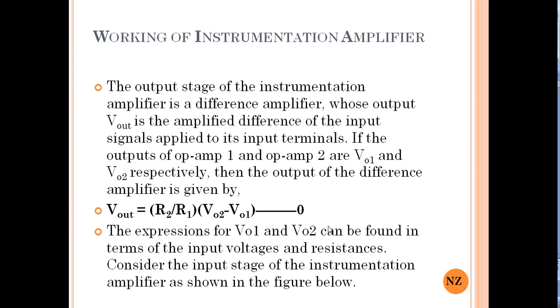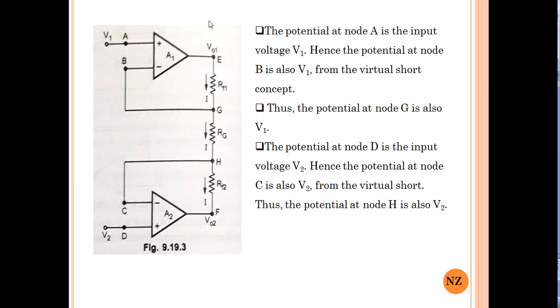Now let us consider the expressions for V01 and V02. Let us find out what V01 and V02 are. For this we will analyze the input stage of the instrumentation amplifier. This is the input stage, which consists of the first 2 non-inverting op-amps. V01 is the output of the first amplifier, and V02 is the output of the second amplifier.